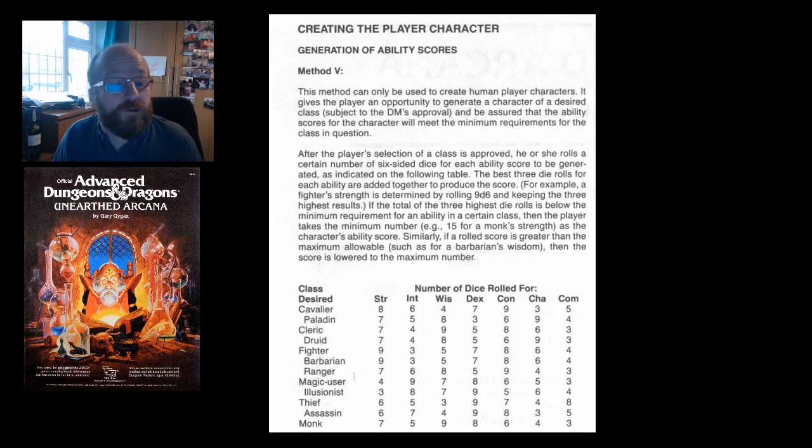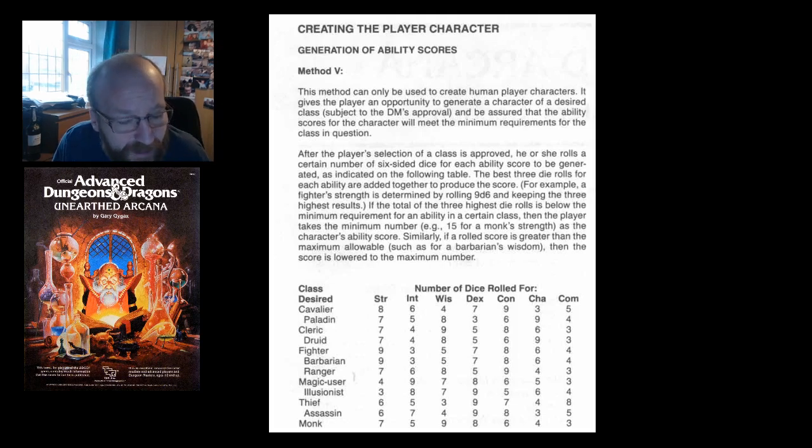If you still failed to reach the requirement, you could just bump that stat up to the minimum. Non-human PCs would still be required to use the traditional Dungeon Master's Guide methods though. Thus, your chance of getting a monk jumped from somewhere around 2% to 100%. Bards weren't on the list, but they were an optional class anyway.